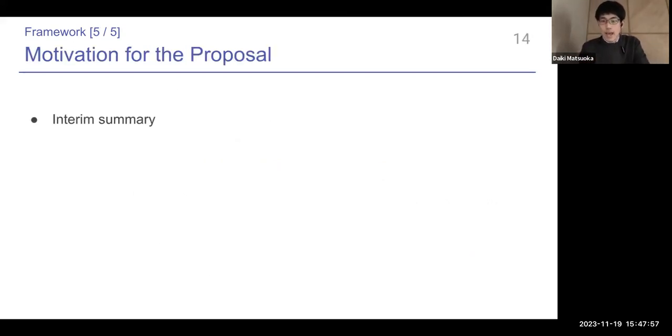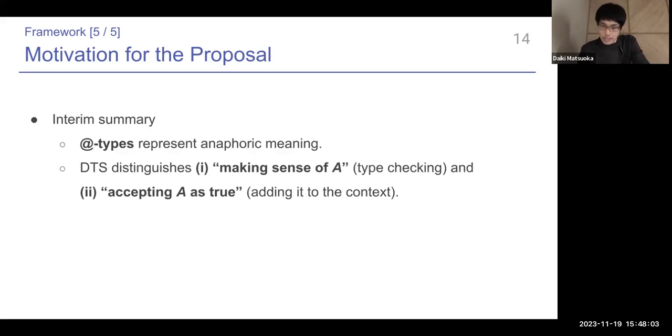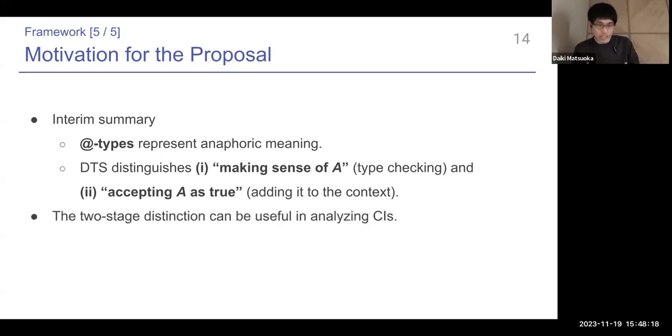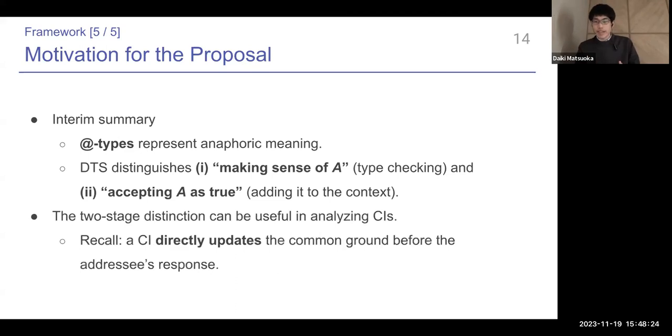All right, let me summarize things about DTS. First of all, anaphoric types represent anaphoric meaning, and DTS distinguishes two stages. The first is making sense of A, which is executed by type checking, and secondly, accepting A as true, which amounts to adding it to the context. Going back to the topic of CIs, we believe that this two-stage distinction should be useful for the analysis because, recall, a CI directly updates the common ground before the other participant responds, which means that the update with a CI should be before step 2, which means during step 1. And this is just what we're going to do in our proposal.